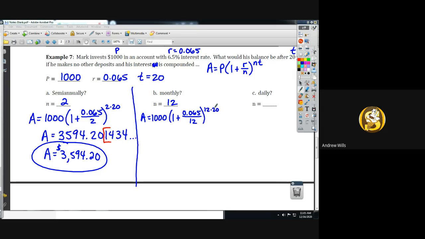Okay, so we're typing that in. 1,000, open parentheses, 1 plus 0.065 divided by 12, close parentheses, caret 12 times 20. We should get 3,656.446702. Again, this is dollars and cents, so we should round after the 4. The 6 tells us to round that 4 up, which means our answer should be $3,656.45.